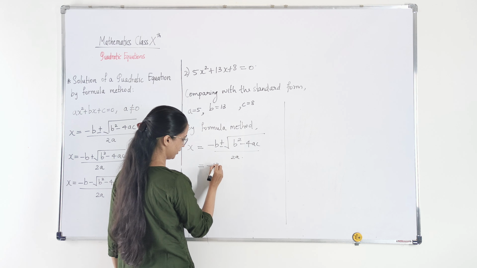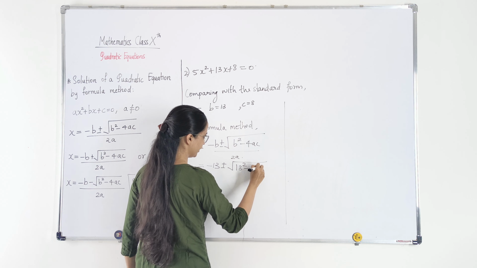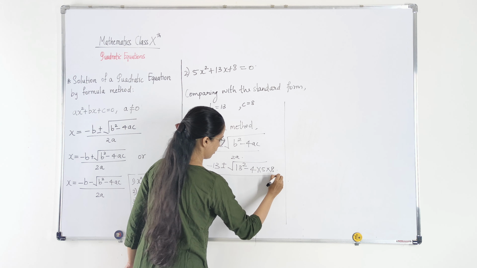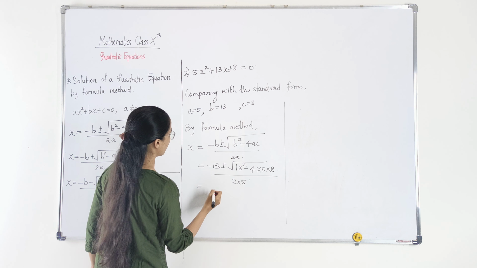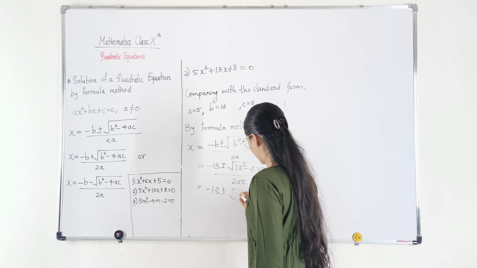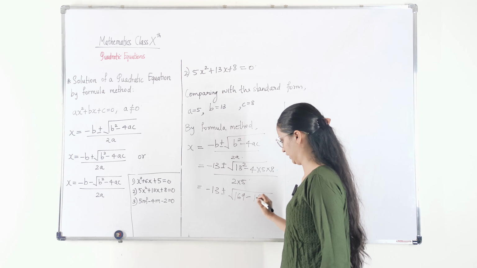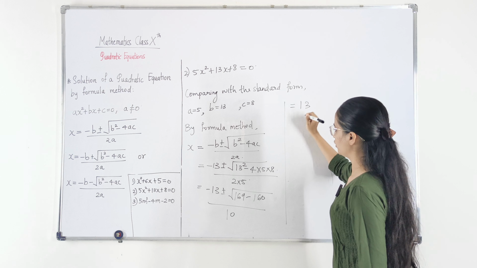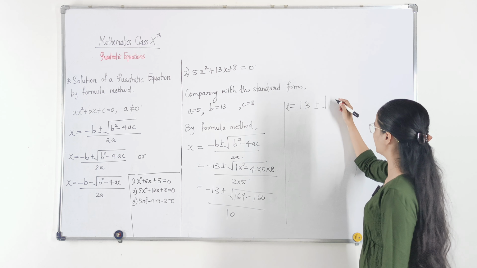So x in this case is minus B, which is 13, plus and minus under root of 13 square minus 4 into A is 5 and C is 8, the whole upon 2 into, again your A is 5. Now minus 13 plus and minus under root of 13's square is 169 minus 4 into 5 is 20 and 20 into 8 is 160. The whole upon 2 into 5 is 10.